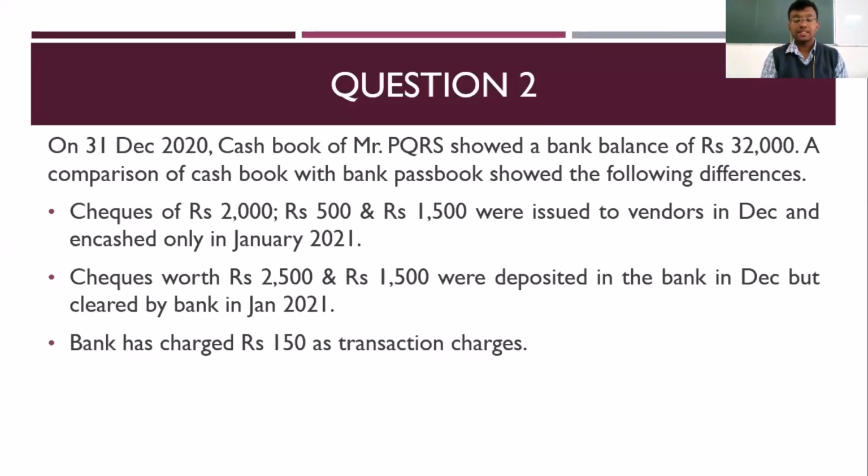Now, in this case, since they have given us the bank balance as per cash book, we are expected to calculate the bank balance as per passbook. So that is what is expected from us. And then we have 3 transactions. Now let's look at the transactions one by one.